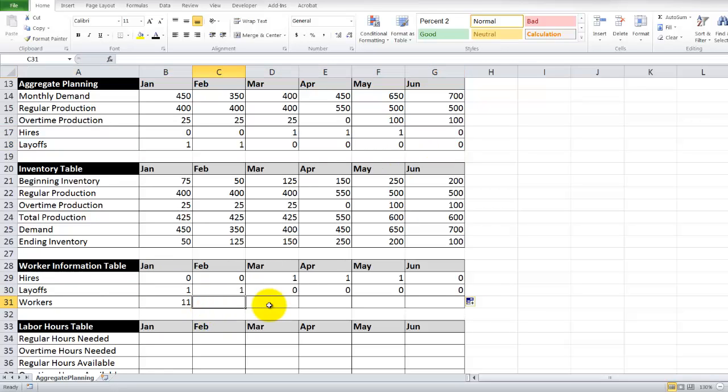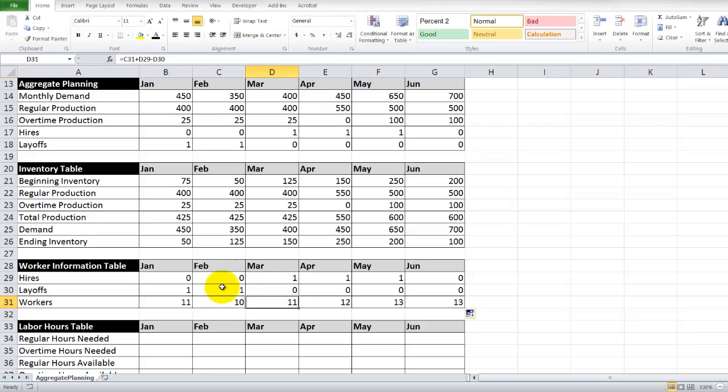In terms of the number of workers in February, we would have this equal to the number of workers that we left off with the prior month plus any hire minus any layoff. So we have 10. And we can fill this pattern, this formula, to the right because the pattern will actually stay the same. So in March, we take the number of ending workers, if you will, plus any new hires minus any new layoffs.